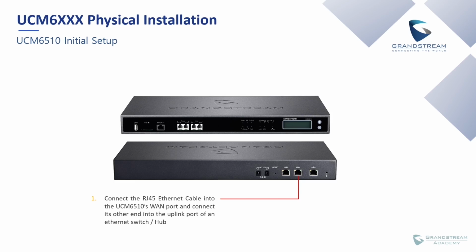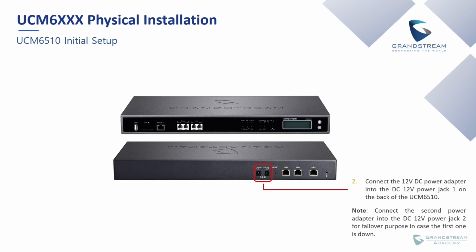In order to connect the UCM 6510, connect the RJ45 Ethernet cable into the UCM 6510 WAN port and connect its other end into the uplink port of an Ethernet switch or hub. Connect the 12 volts DC power adapter into the 12 volts DC power adapter jack input on the back of the UCM 6510, and please note that you can connect a second power adapter into the 12 volts DC power jack for failover purposes in case the first one stops working.